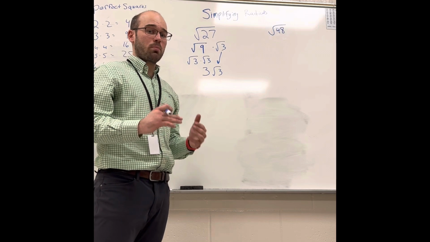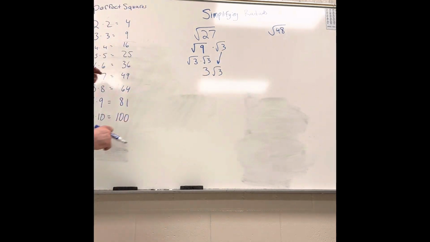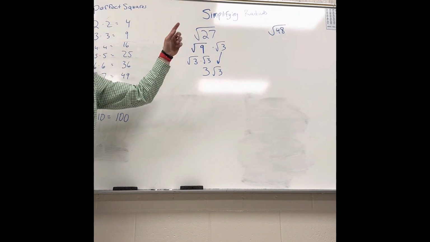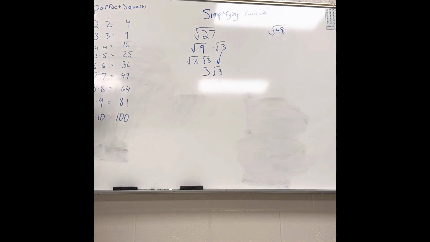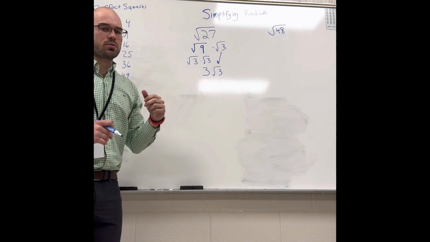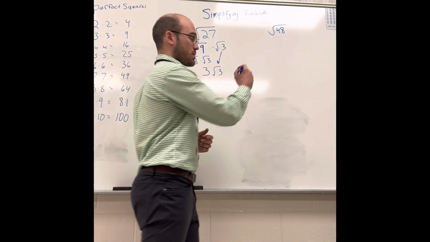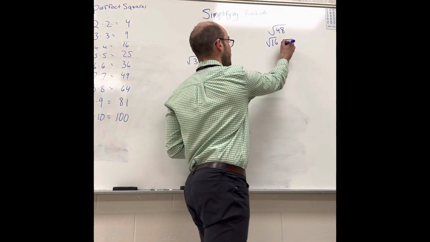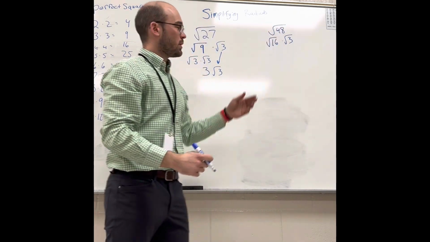Next, radical 48. Again, we're thinking what perfect squares could go into 48. I know if I were to do 4 times 12, I could get 48, but I think we could go with a higher perfect square number. Let's try out 16. If I were to do 16 times 3, I can get 48. So let's write that down. Radical 16 times radical 3 will give me 48.